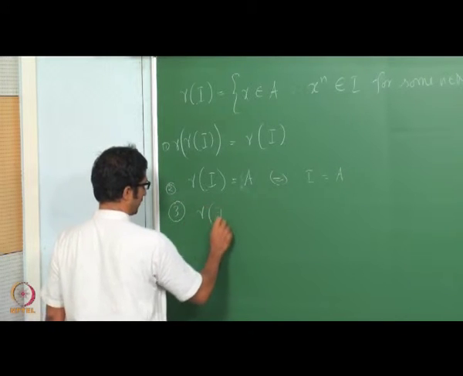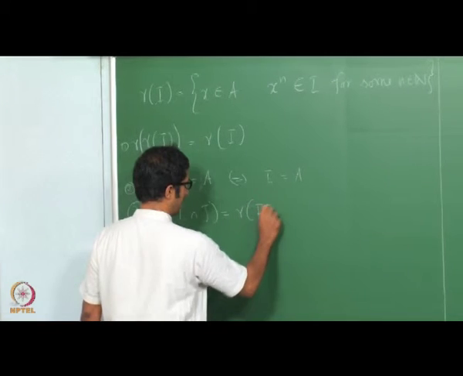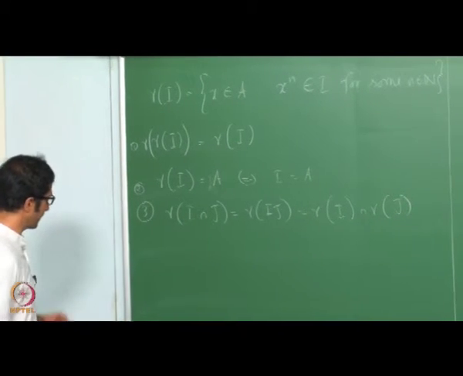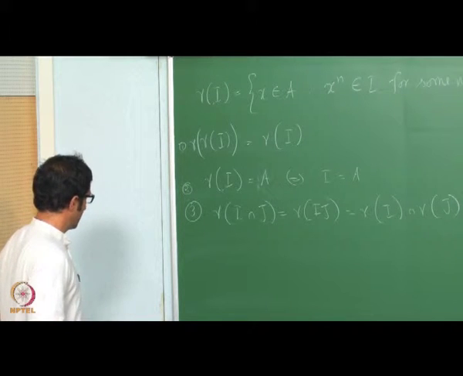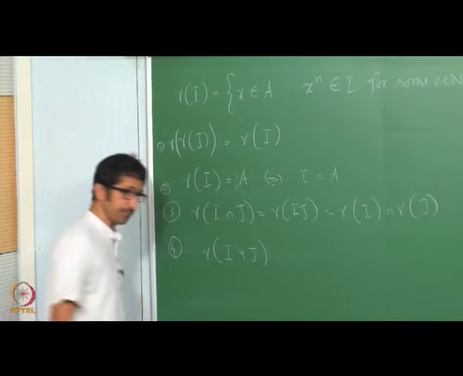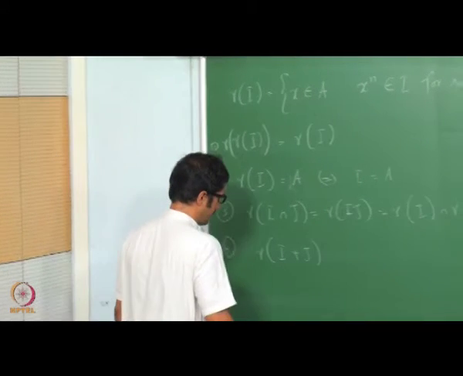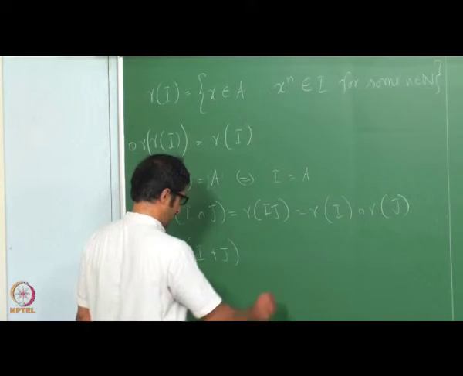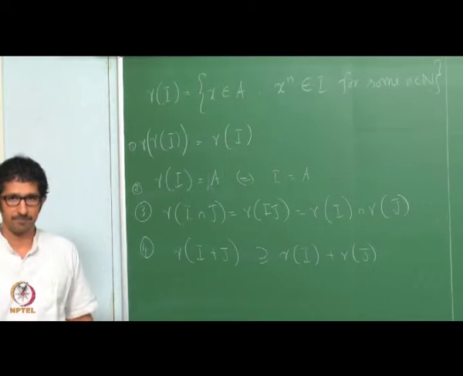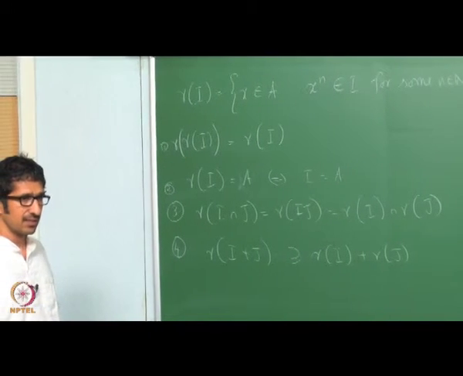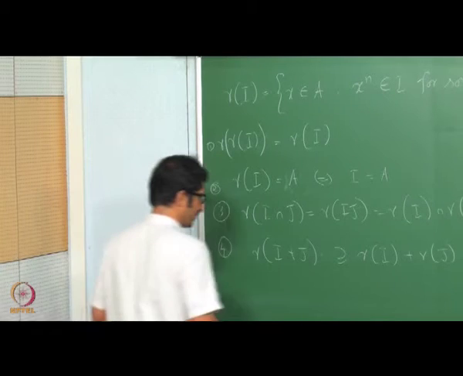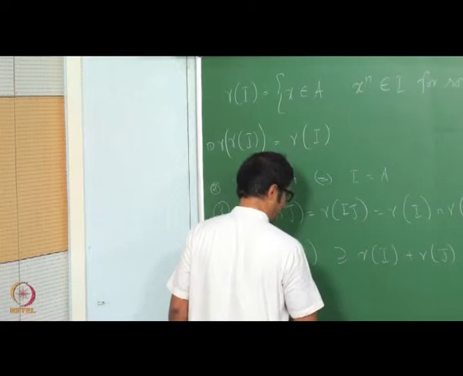Then radical of I intersection J is the same as radical of IJ, the same as radical of I intersection radical of J. Yeah. So, now what can you say about radical of I plus J? So, this is certainly, radical of I is contained here and radical of J is contained here. Therefore, their sum is contained here. So, the natural question is whether they are equal. So, we need to check whether if I take an element here, it is here.